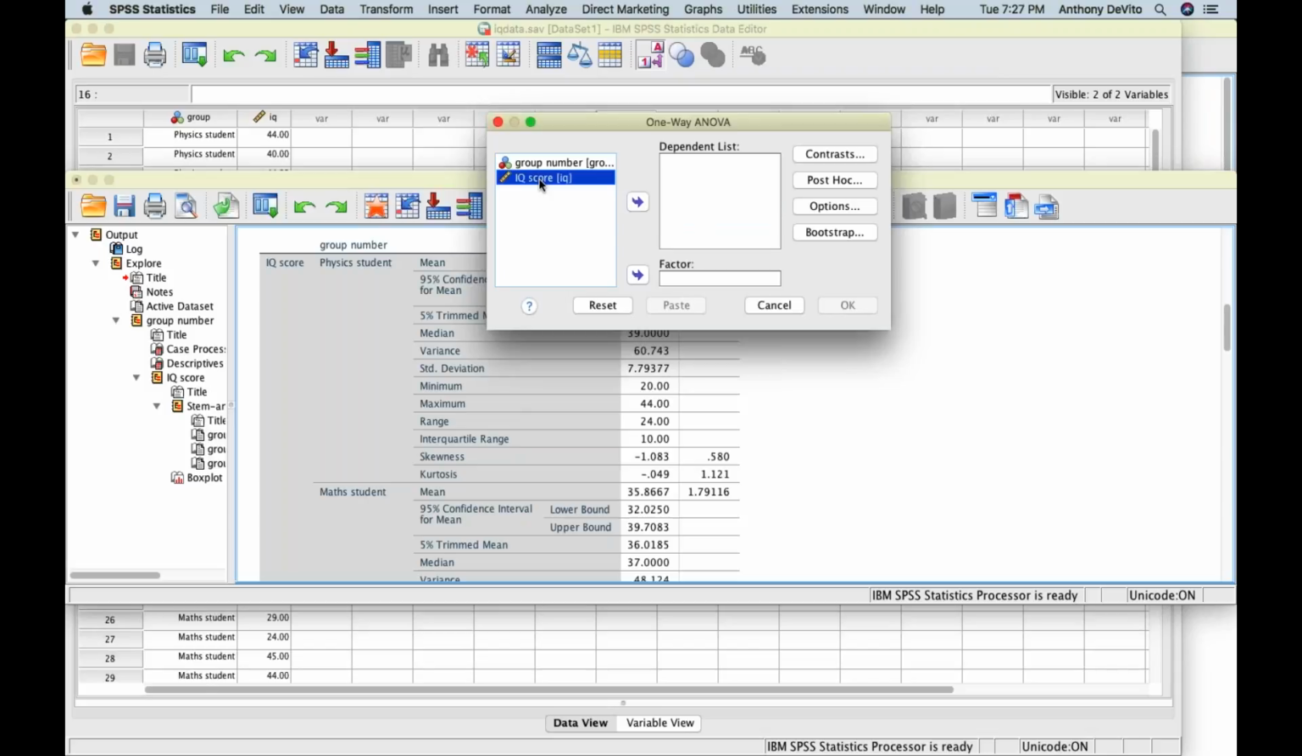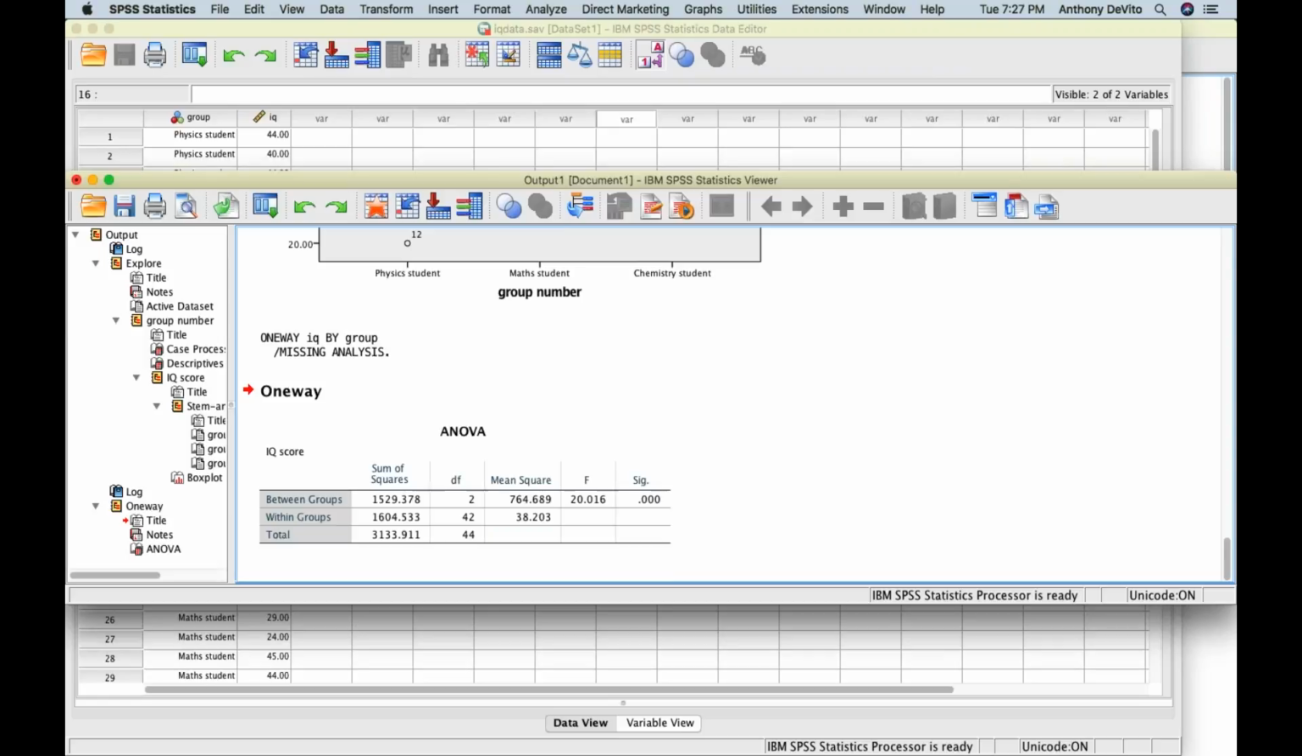I'm going to move our numerical variable measurement into the dependent list and move our grouping variable into the factor list. I'm going to say okay. I'm not going to run post hoc tests yet, at least not intentionally. And sure enough, look at this.